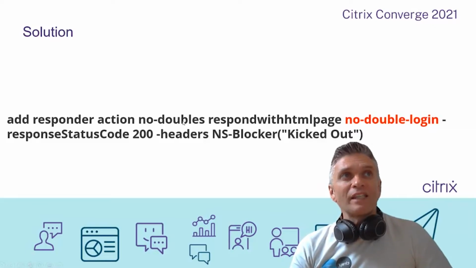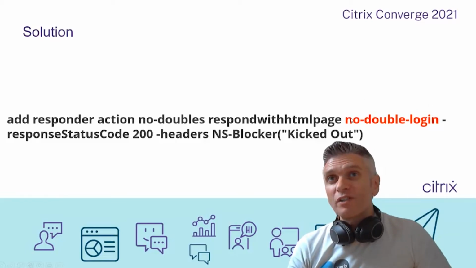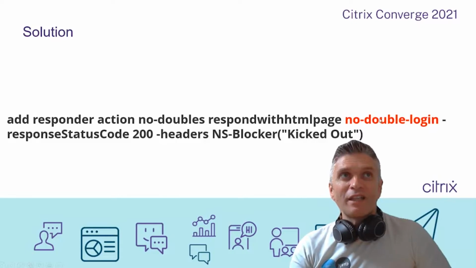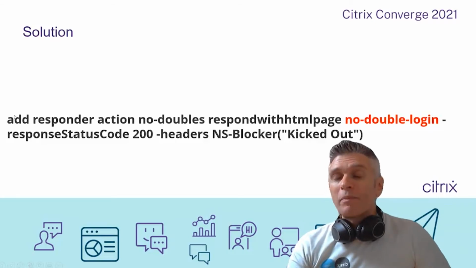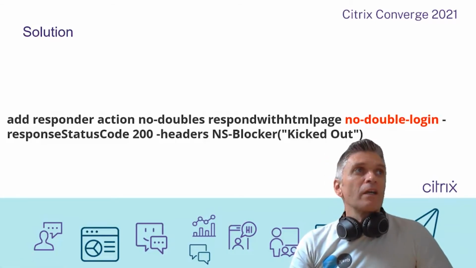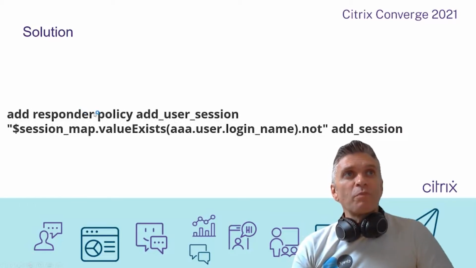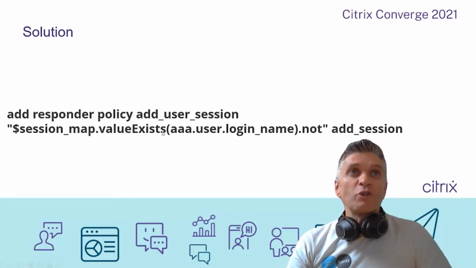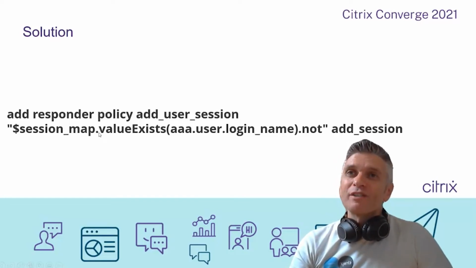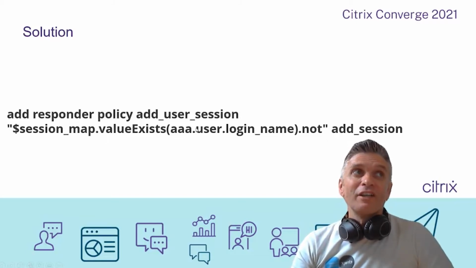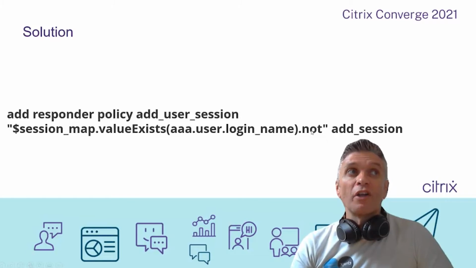I'm going to add this action in here. This respond with HTML page, no double login. This is in red. You just have to create this first. It's just a standard HTML bit of text that you display for that. So just add that first. And all these lines, by the way, you should be able to copy and paste them in, and they should just work. The last one here, add responder policy. Here's where we're checking that the username does not exist already. We don't want to add multiple entries for the user. So we're first checking whether they exist by saying value exists .not. This value here is basically saying, does this person exist? If they don't exist, then we want to add them in.